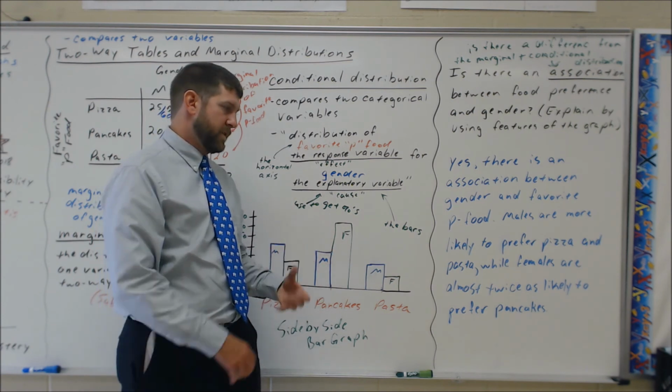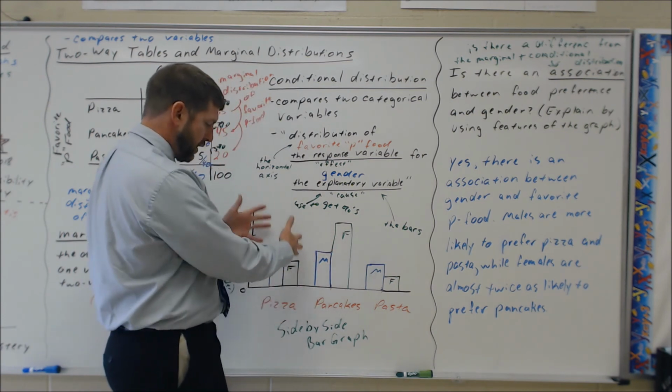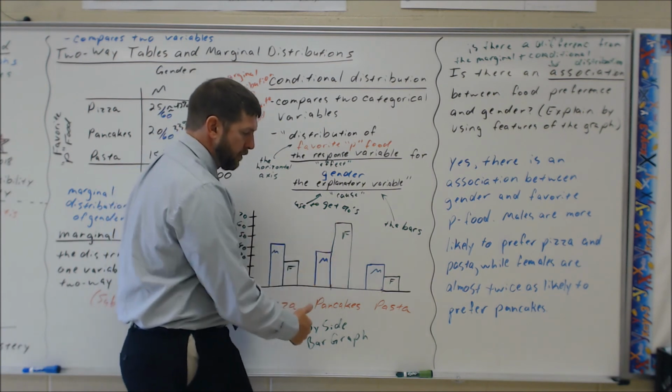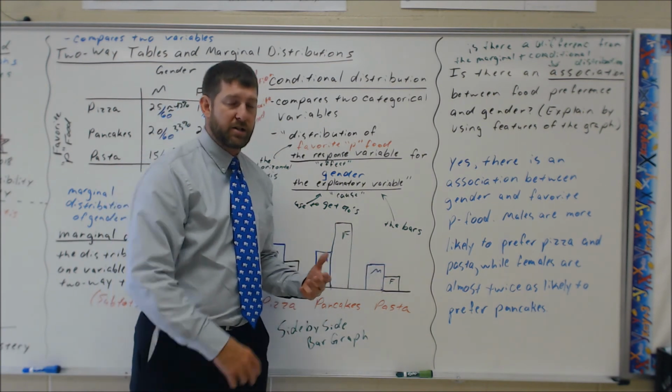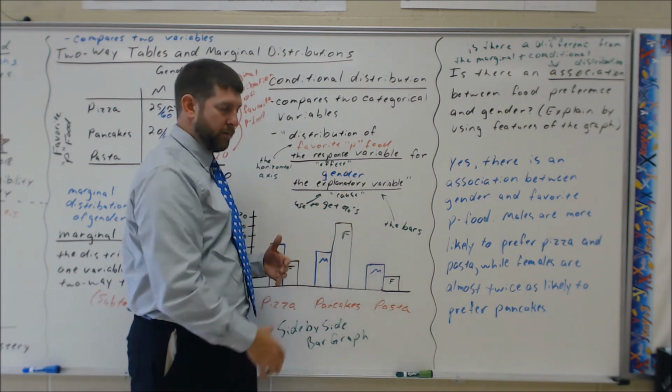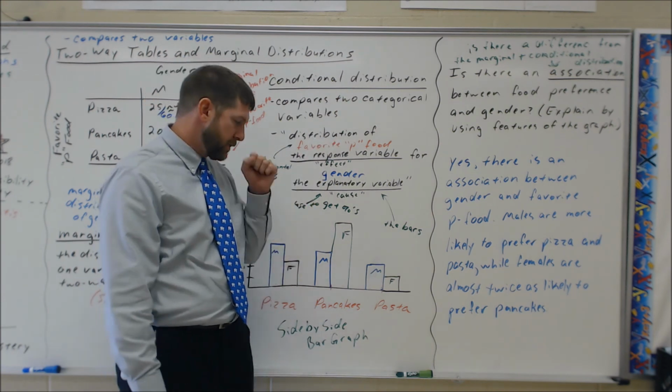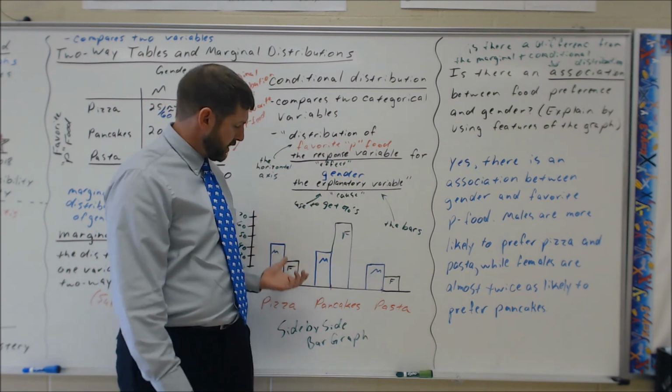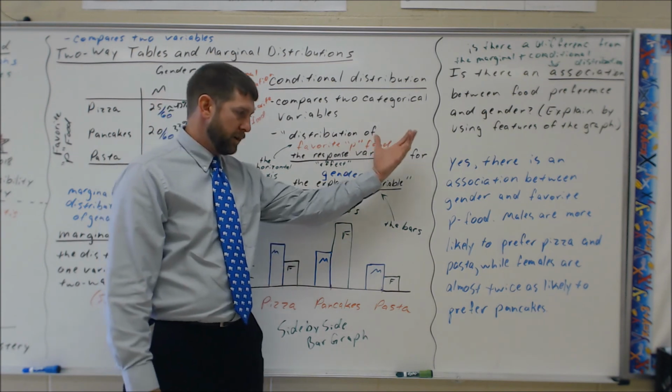So when we're describing this, we're describing what's going on with pizza, what's going on with pancakes, what's going on with pasta. That's what we're talking about when we say describe that relationship or describe that association. So really we're just treating it as 3 separate graphs, and we're putting it all in one statement.